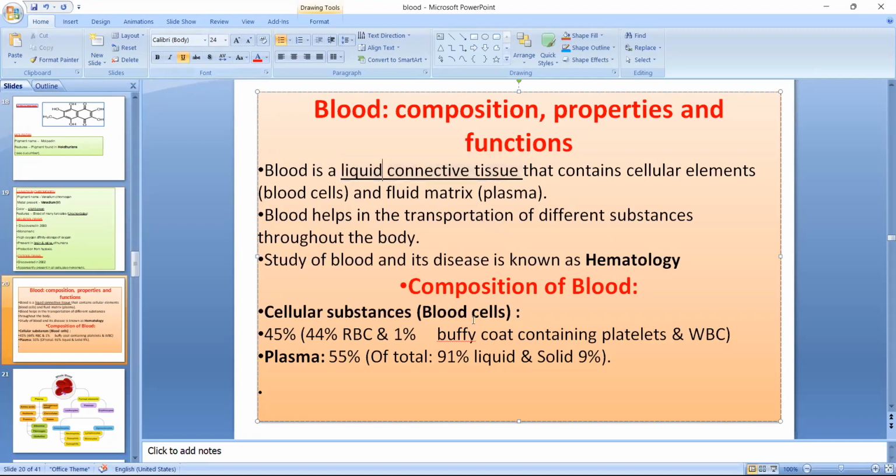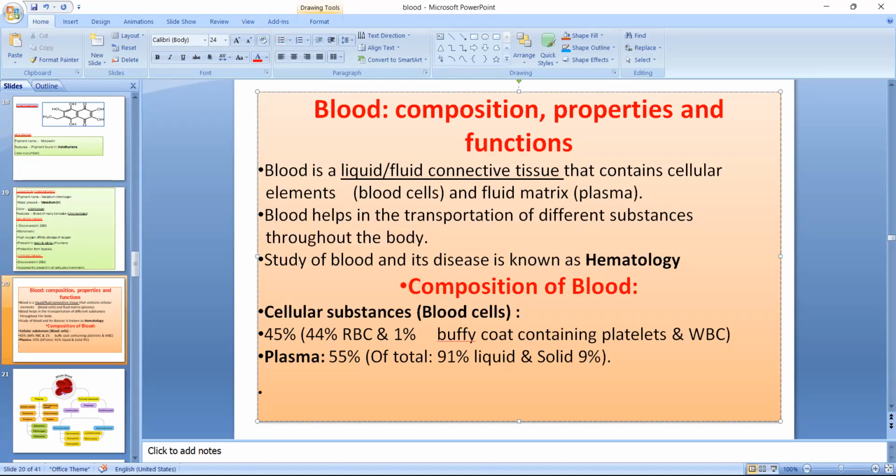So blood is a general term, a fluid connective tissue. Okay, it's a kind of connective tissue which is available in liquid form or fluid form. Okay, so it contains cellular elements, that is blood cells and fluid matrix. We know each and every point from this topic. So wherever necessary I stress it out. I'll just read the lines, you just listen. Study of blood and its disease is known as hematology.